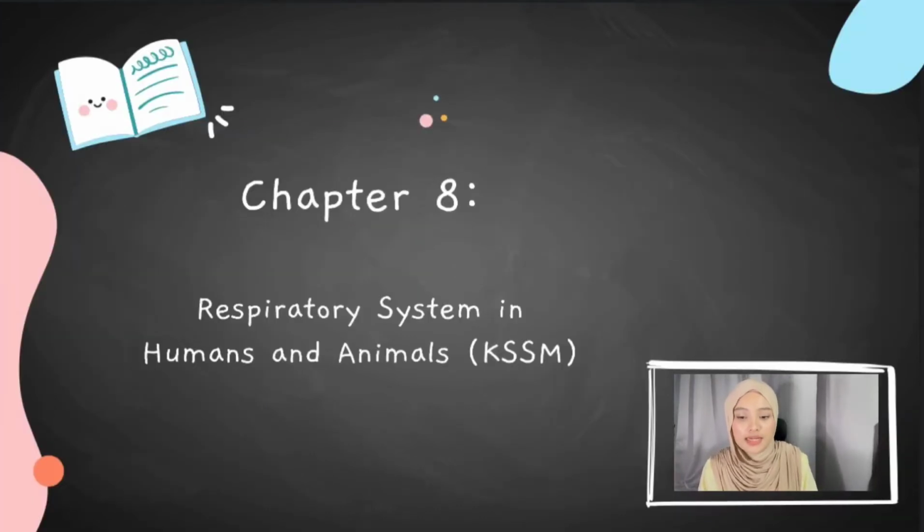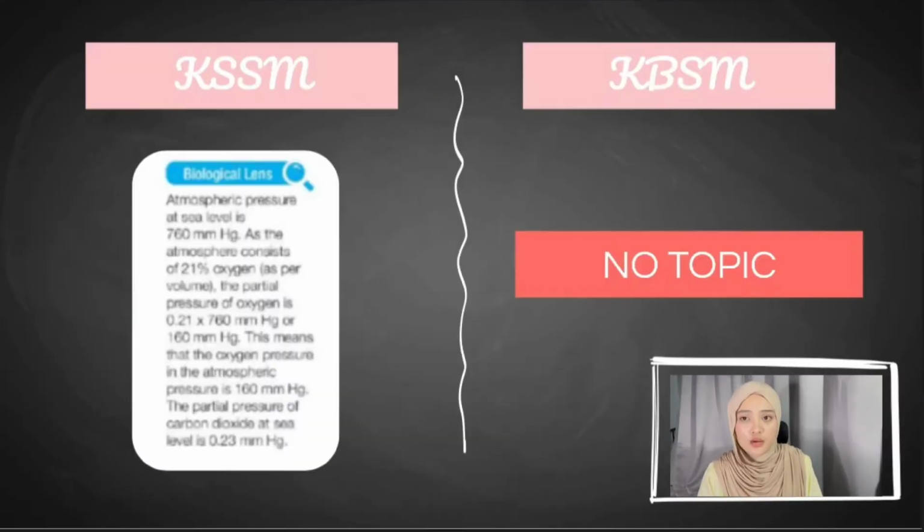The main topic is respiratory system in humans and animals for KSSM textbook. Meanwhile, in KBSM textbook, there's no topic respiratory system in humans and animals. Now, I will explain the difference of key concept in Chapter 8 for KSSM textbook and KBSM textbook. In KSSM textbook, there is only 1 key concept.